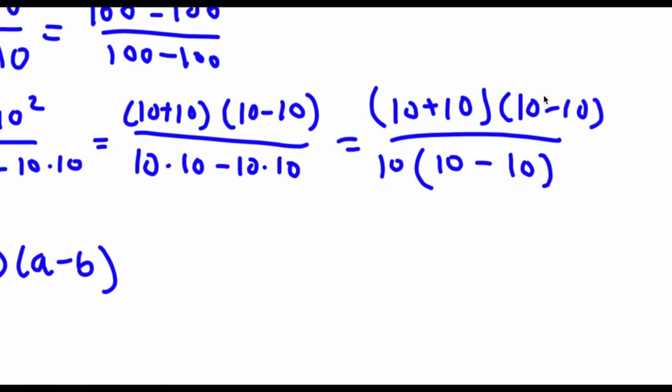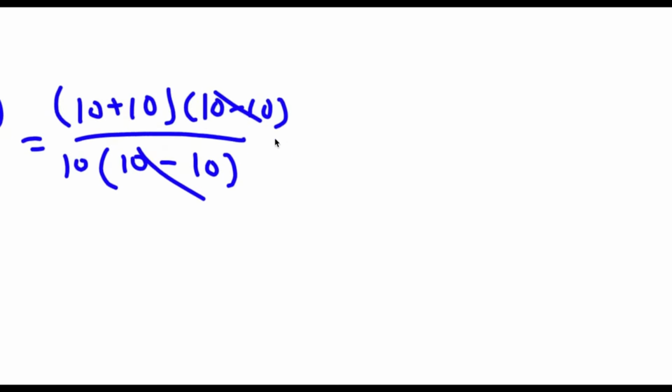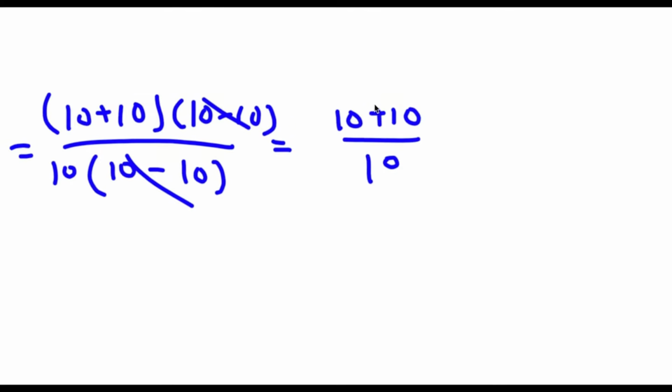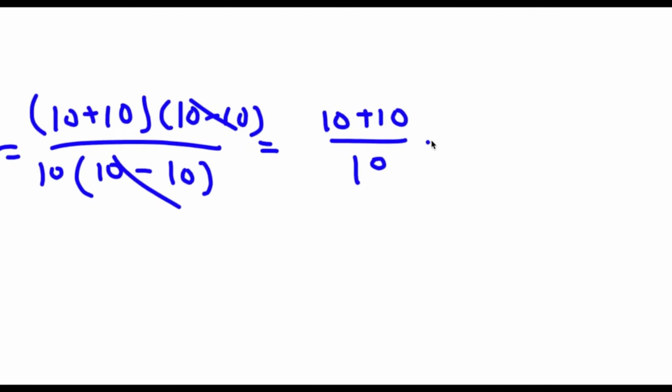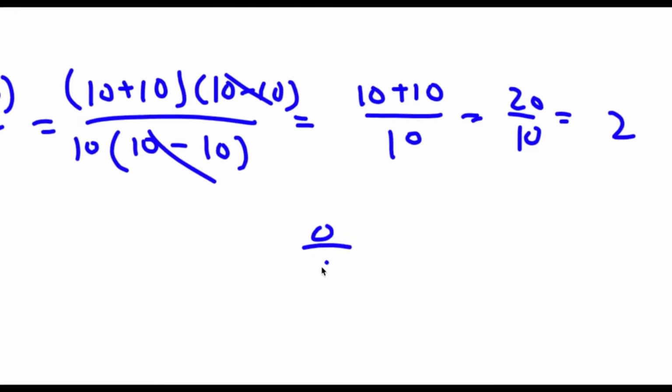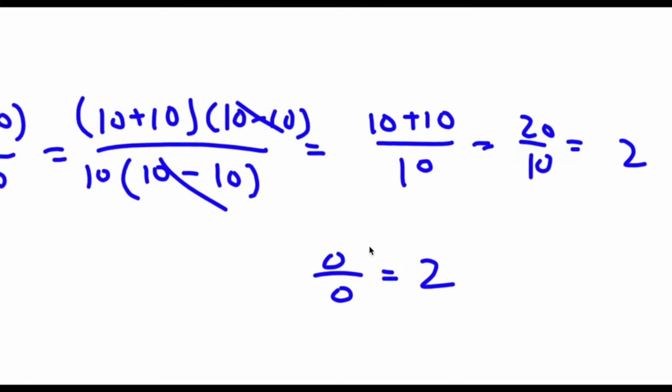Now, as you can see, I have 10 minus 10 in my numerator as well as my denominator. So these two can simply cancel out. So now I'm left with 10 plus 10 over 10. Now 10 plus 10 is 20. So now I have 20 over 10, which is simply equal to 2. So now I have just proved that 0 over 0 is equal to 2.